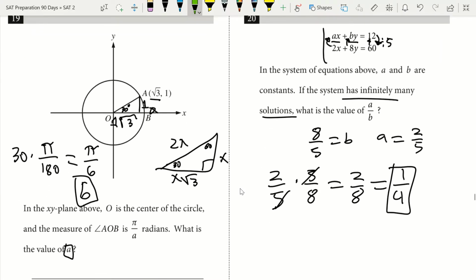Number 19 down here, we've got solving for the value of a and pi over a for angle AOB. I know that angle AOB, because it's a 30-60-90 triangle, since we have a root 3 here and a 1 there, is going to have to be 30 degrees, which I know is pi over 6.